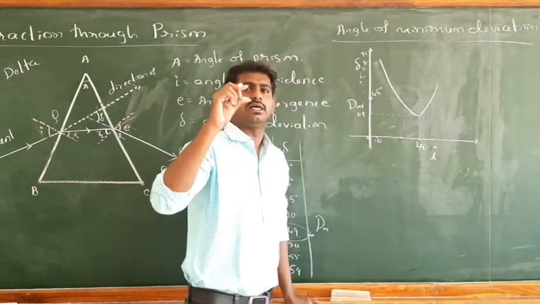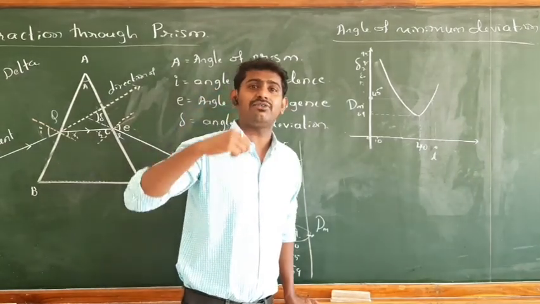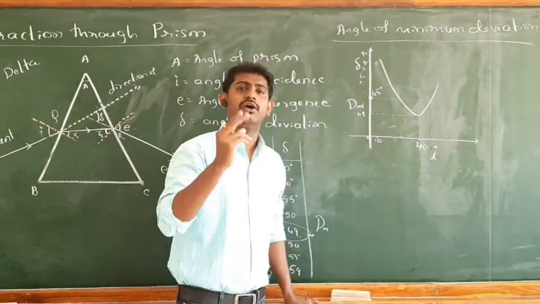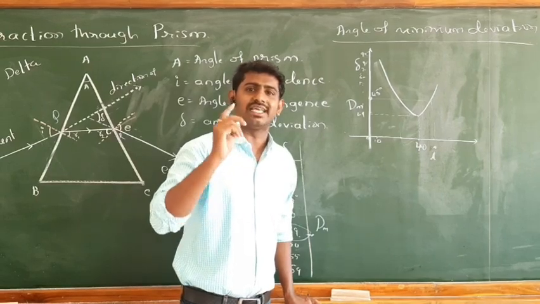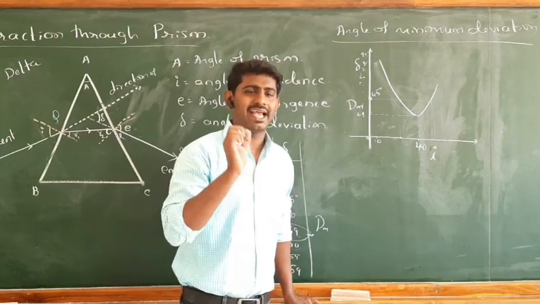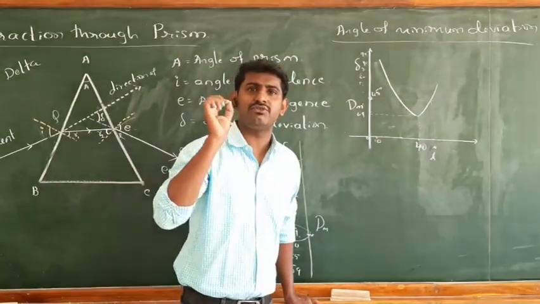So to get a particular value of angle of deviation, we will have two values of angle of incidence, except the minimum deviation value.